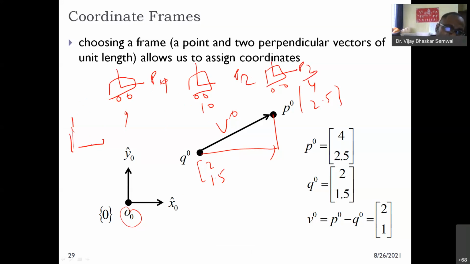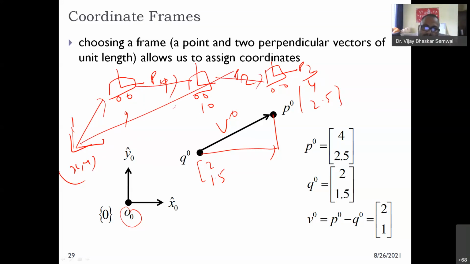The object is moving and the base frame is always still. That is your original station. So how far have you gone at this moment? How far are you from the origin? This much vector you can calculate. So that we have to choose. There is a body coordinate frame and another coordinate frame. Choosing a frame, a point in the two perpendicular unit vectors allows us to assign a coordinate frame.